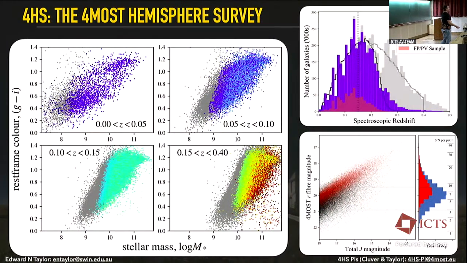How do you understand 4HS? The best way to understand 4HS, how many people know the GAMA survey? A few. So it's GAMA-like. It goes to a similar sort of depth. The gray here is the GAMA sample. The colored points are what you get applying the 4HS selection to GAMA, right? So the gray ones are the ones that you're missing. So 4HS has quite a similar stellar mass limit to GAMA, is the point. Anything that you can do with GAMA, you can do with 4HS.